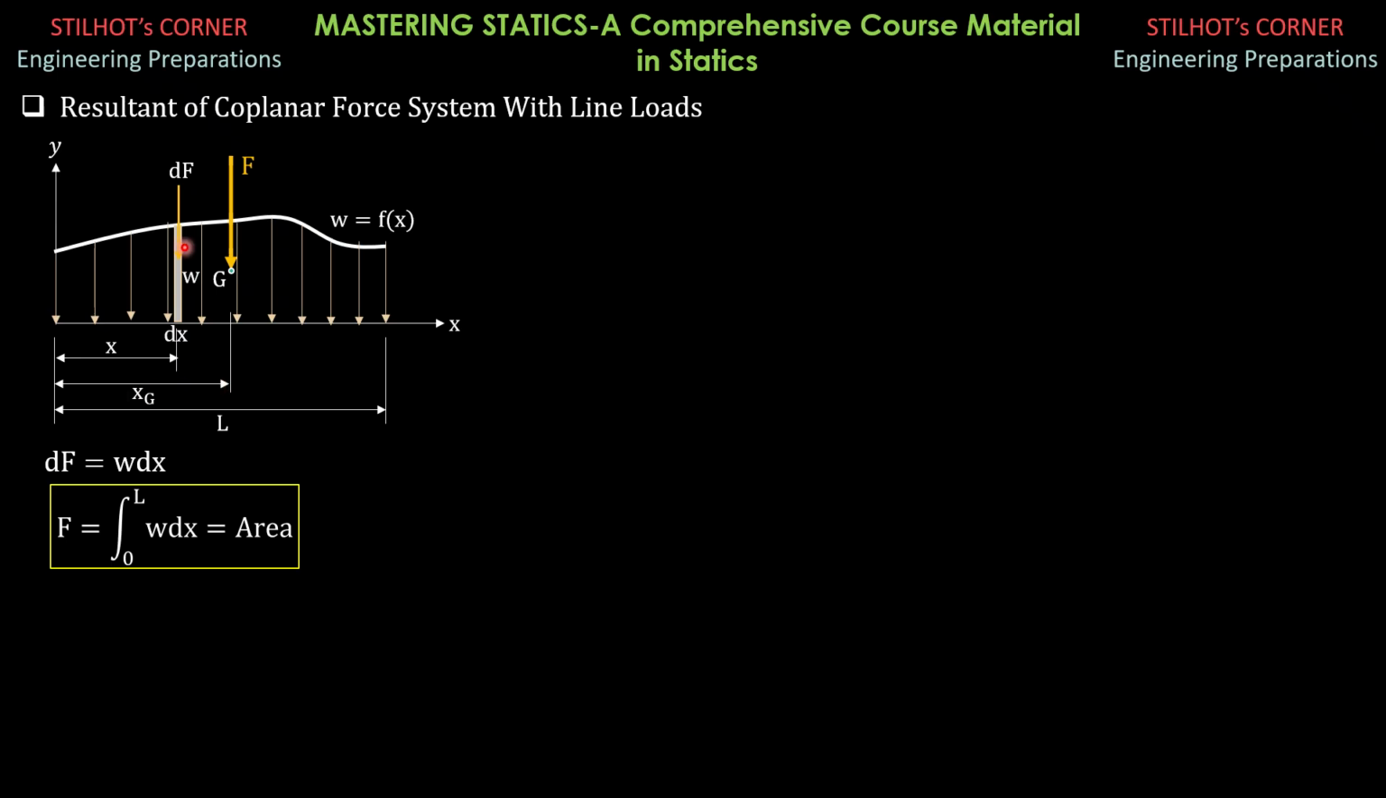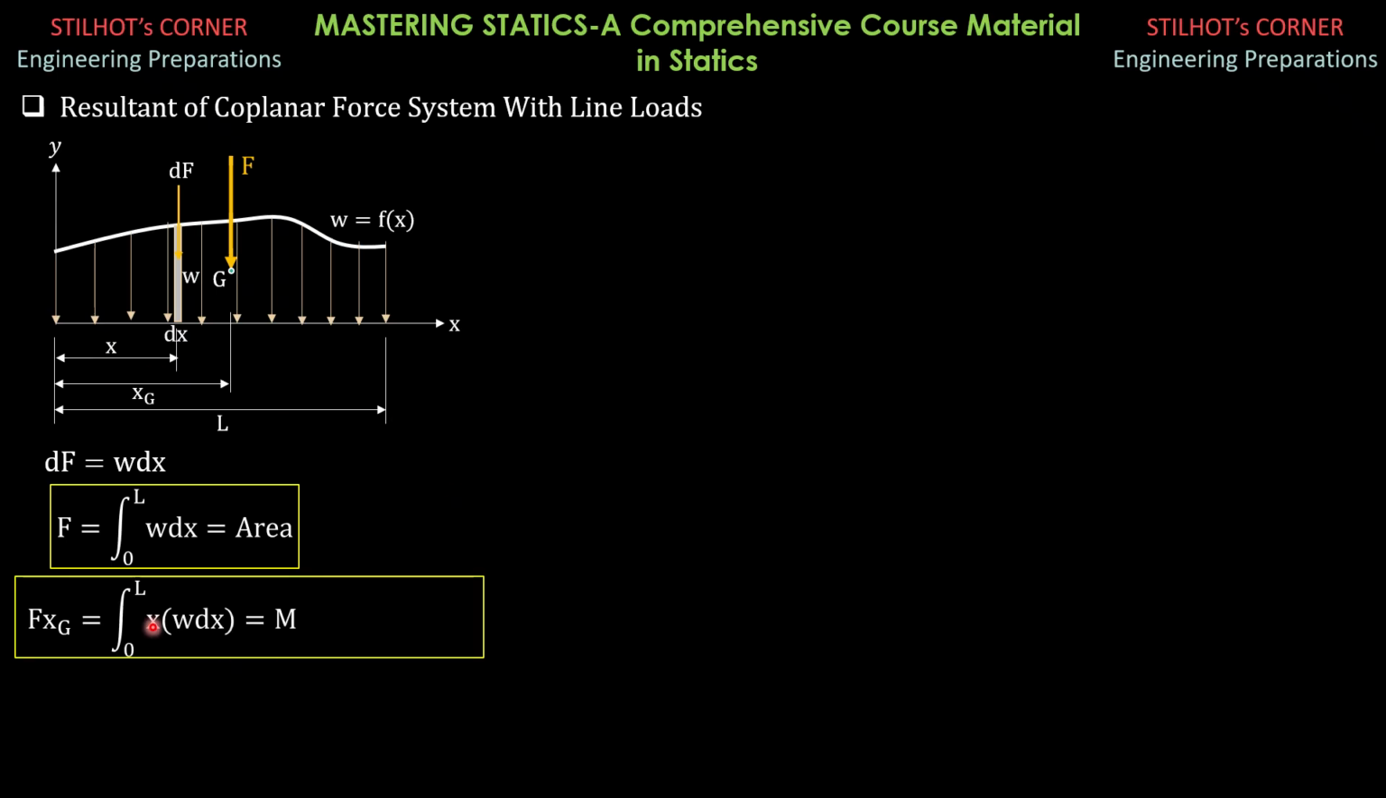So by Varignon's theorem, the moment of the resultant, which is F times xg, is equal to the sum of the moments of its components. One component is dF, and sum means elongated S, so we'll have the integral form. Integral of dF, and the moment arm of F is x. So F xg equals integral from 0 to L of x dF. Take note, this is dF. And that's the moment of area, the interpretation.